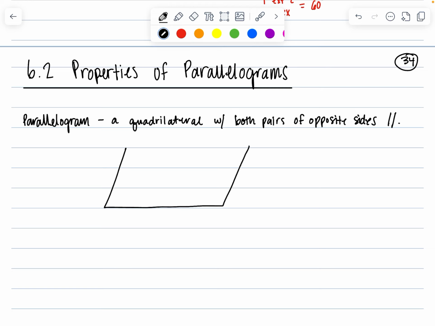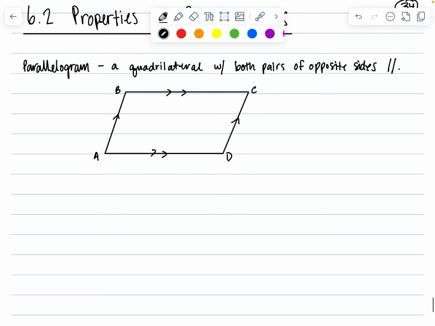So if we have a quadrilateral that we show, hey, these sets of sides that are opposite of each other are parallel, as well as this pair, then it qualifies as a parallelogram. So if we could call this parallelogram A, B, C, D. Okay? Now, if it is a parallelogram, just like we have above, it has 5 specific properties.